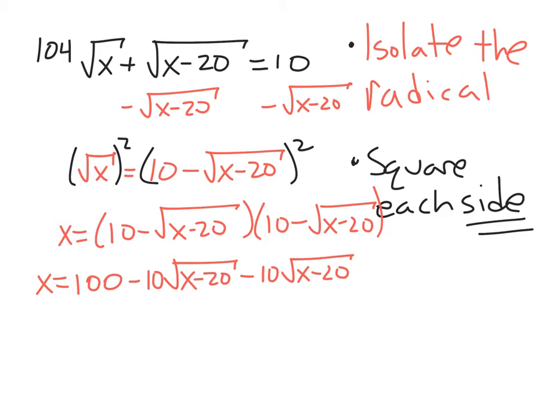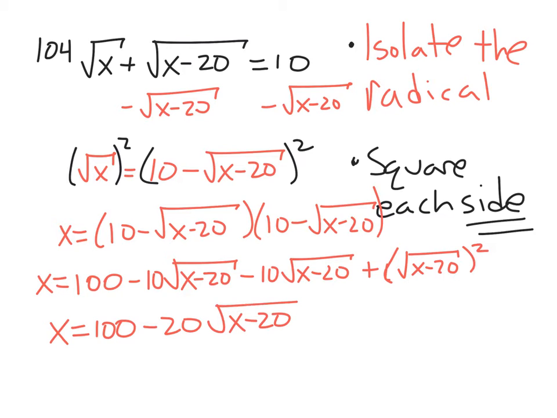And then plus square root of x minus 20 squared. Okay, so I'll write it the way she said it. So square root of x minus 20 squared, it would just be x minus 20. Okay, so right, so then we're going to have x equals 100 minus 20 square root of x minus 20 plus x minus 20. Is that okay?